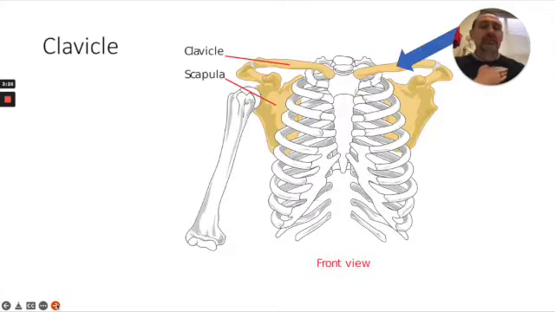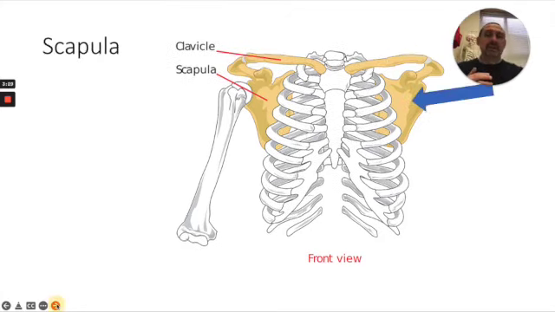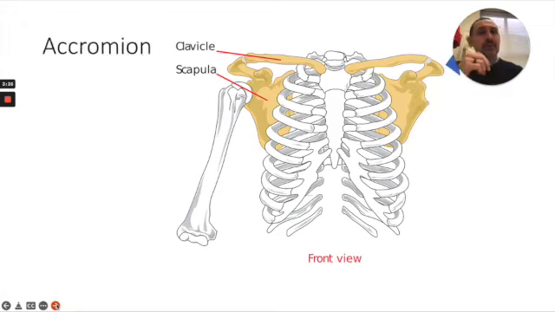Your clavicle is the most commonly broken bone. Your shoulder blades are your scapula. So think flat like a spatula, scapula. In your scapula, you have two processes. The one that's above, like an acrobat, is the acromion. The one that's below, like a crow's beak, is the coracoid.